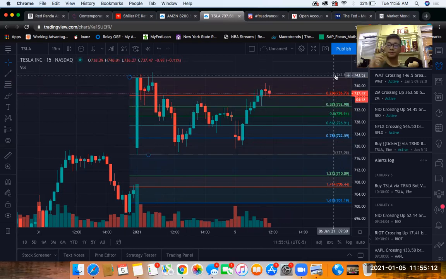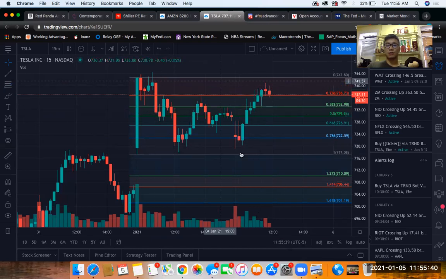Now, the ratios are written in decimal form here: 0.236, 0.382, 0.5, 0.618, 0.786, and 1. So this all represents percentages. Just multiply, or move the decimal twice to the right, to get the actual percentage. So this would be 23.6%, 38.2%, 50%, 61.8%, 78.6%, and 100%. It means at this 100%, it literally retraced the entire move, right?